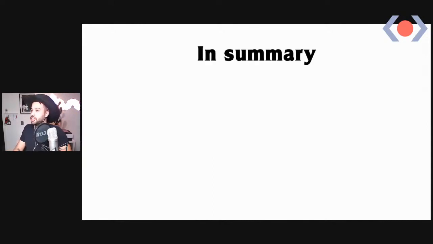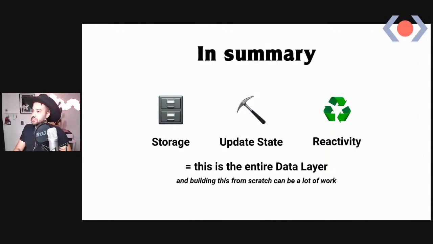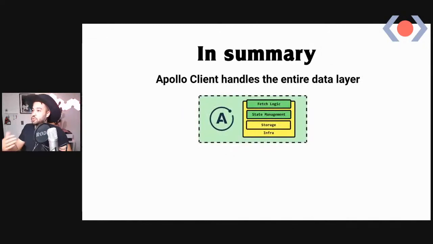So what have we learned here? We learned about the 3 basic pillars of state management solutions. That's hold state, make it possible to be updated, and making sure that things are reactive. We also learned that this is about half of your client-side architecture. We call it the data layer. And it can be pretty complex to build and maintain it. So that's why we wanted to do it for you. So you can focus on that stuff that actually matters.